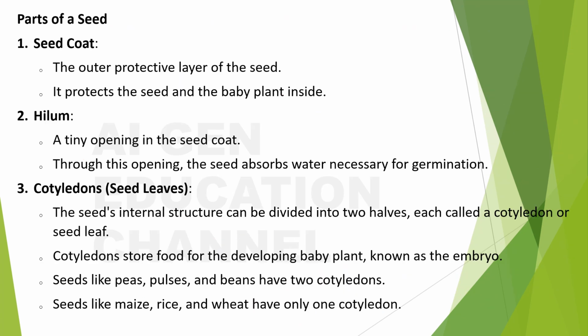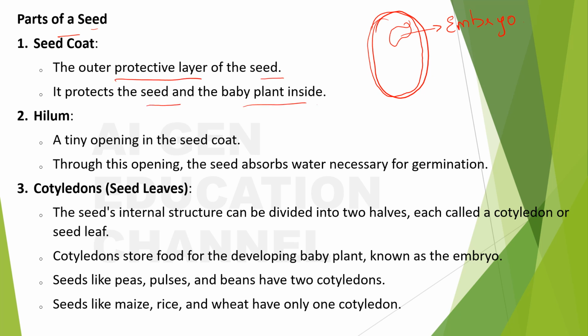Next, what are the parts of a seed? I have earlier mentioned, but we shall look into a bit more detail now. So what is a seed coat? Seed coat is the outer layer that protects the baby plant inside it. What is this baby plant called? Do you remember? Embryo, right? So the seed coat is the outer protective layer of the seed. It protects the seed and the baby plant inside. And how about the hilum? Hilum is a tiny opening in the seed coat. This is the seed coat, and you will find a tiny opening here.